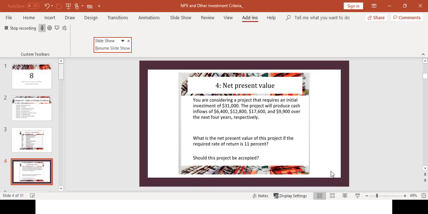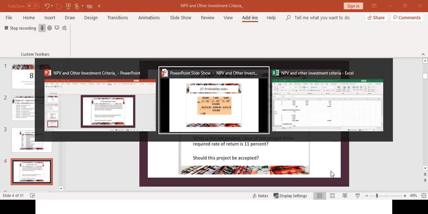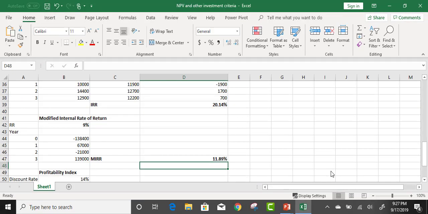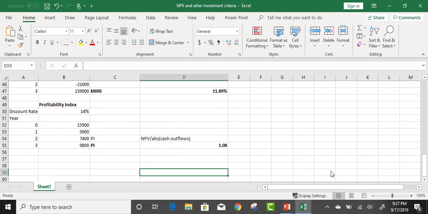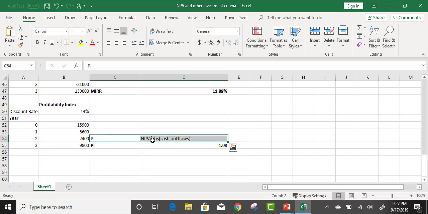I'll show you in Excel how to calculate the profitability index. The required rate of return is 14%. This is the cash outflow. The equation for PI is NPV divided by the absolute value of cash flows, right? So we are considering the positive value of cash flows.